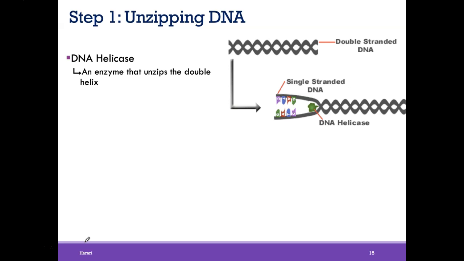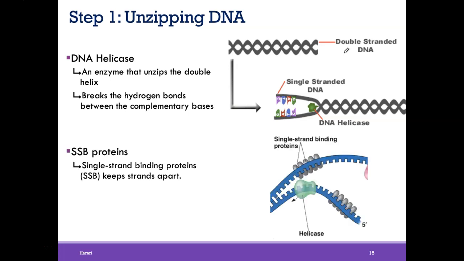So now let's break this down step by step. We said DNA helicase is the first member of the party who needs to replicate our DNA. So DNA helicase comes in and it can unzip the DNA double helix. It does so by breaking all the hydrogen bonds between the two strands of DNA. So DNA helicase breaks hydrogen bonds and unzips genes.